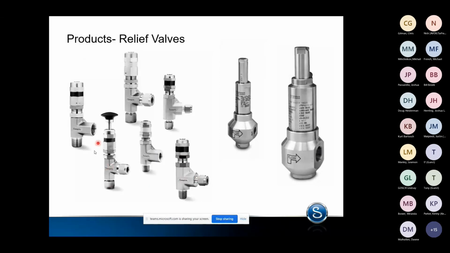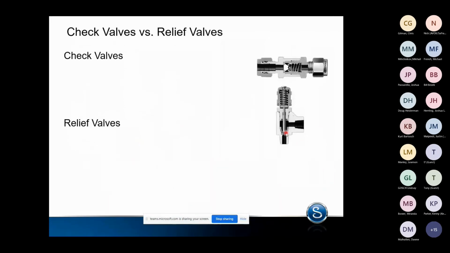So relief valves, similar to check valves, but different. They're going to operate based on the same pressure differential. Typically, your outlet is a vent because you want to get rid of any excess pressure in the system and vent it. Our seal is going to happen right here between this poppet and this engagement.